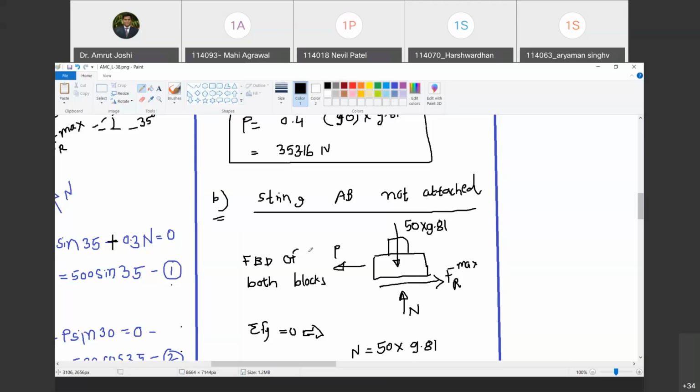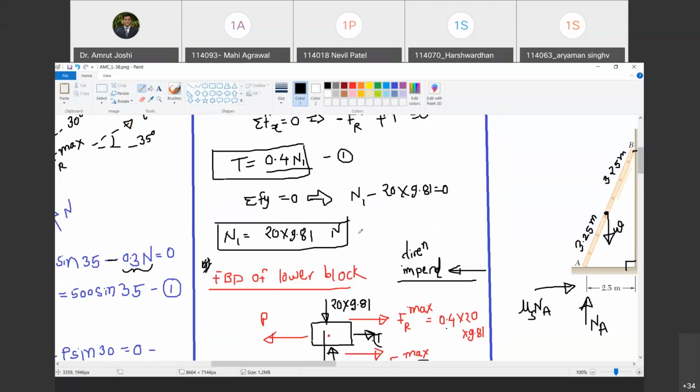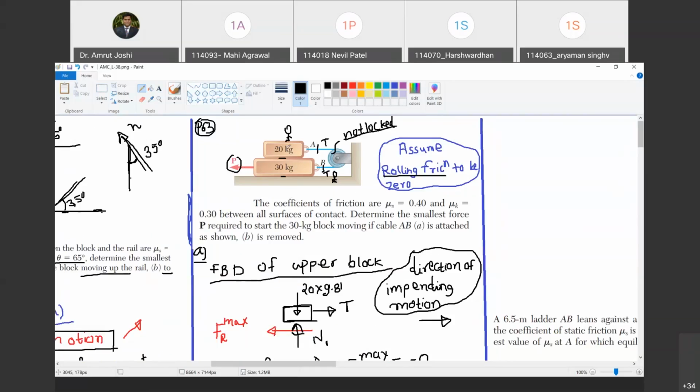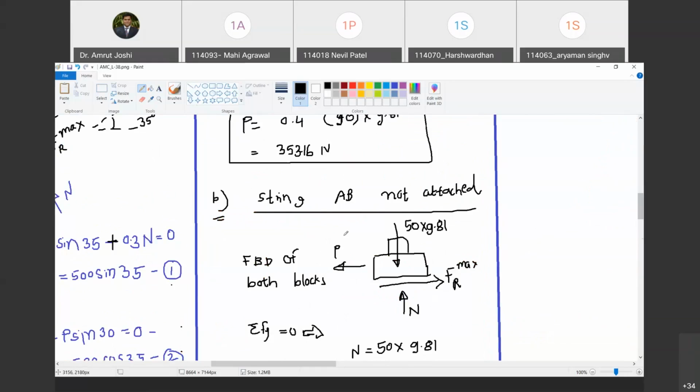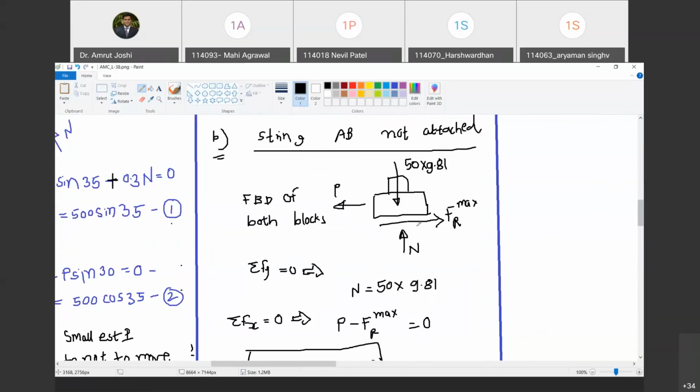Yes, sir. And there must be a normal reaction offered by this floor on these two blocks. Do you agree with me? Yes, sir. Then there is force P, and then there is maximum frictional resistance that can be offered in this direction. Do you agree with me? Yes, sir. What is the direction of impending motion of these both blocks? It is towards left. So frictional force must be offered towards right.